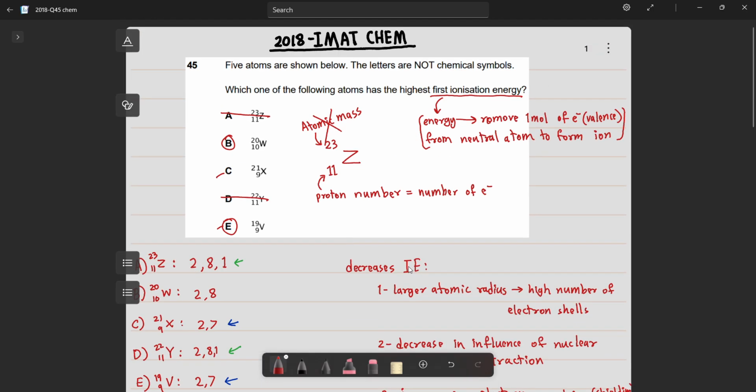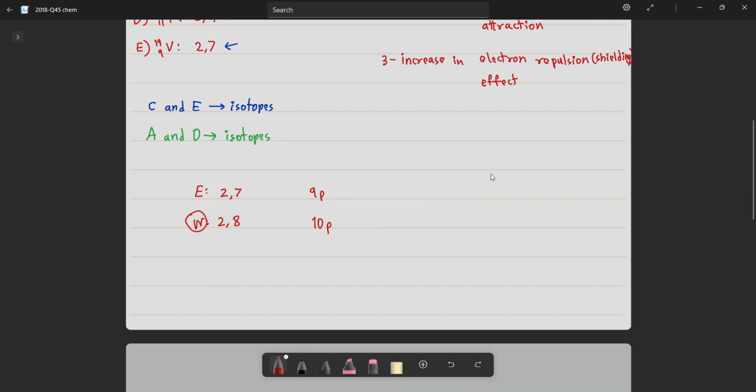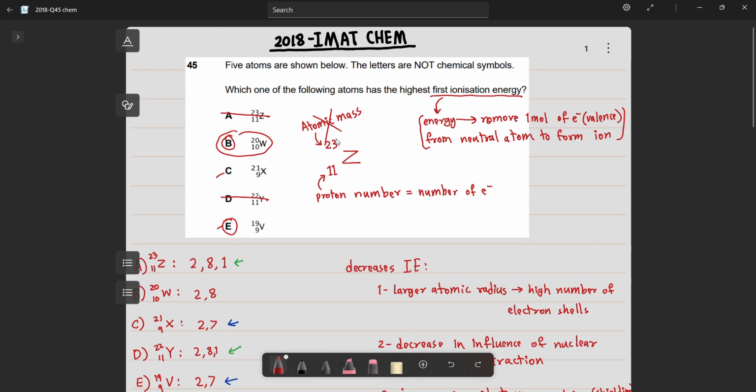So the correct answer is option B, which is W 20 and 10. Okay, so this is how we solve this question.